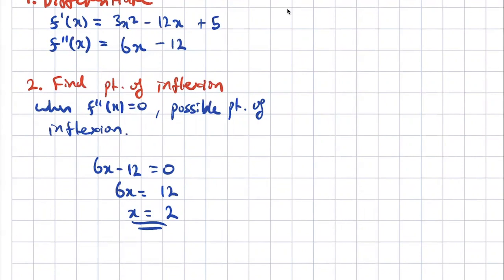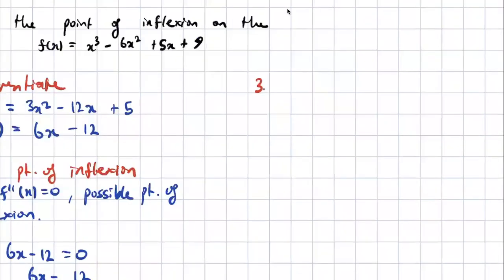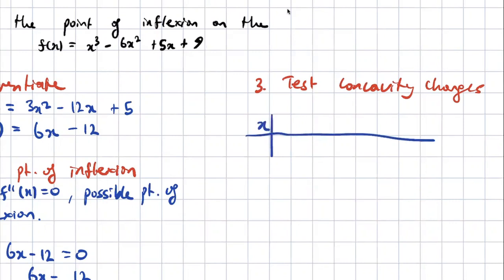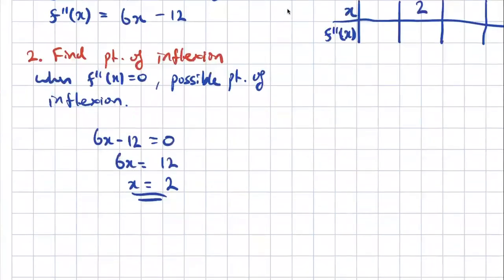So that's where we go to step 3, and we're going to test the concavity changes. This is fairly similar to the first derivative test for classifying your stationary points. It's where we check our x values in relation to our second derivative values around our point or points of inflection, if we have multiple. We're worried about the point x equals 2 because that's what we've just found.